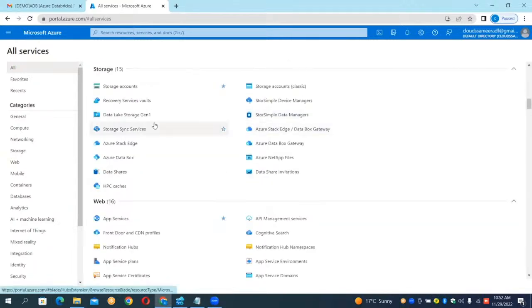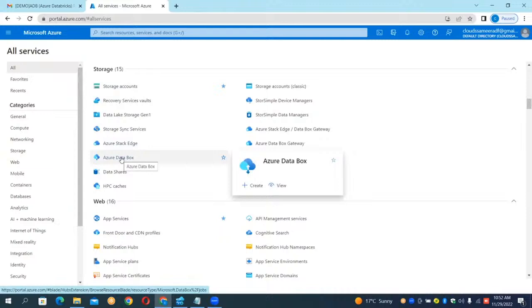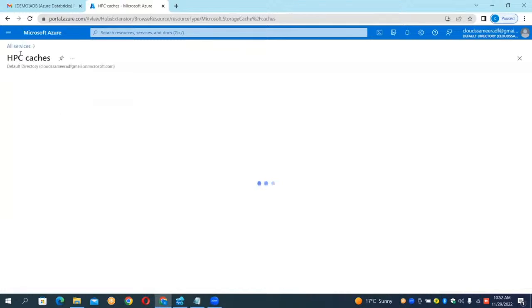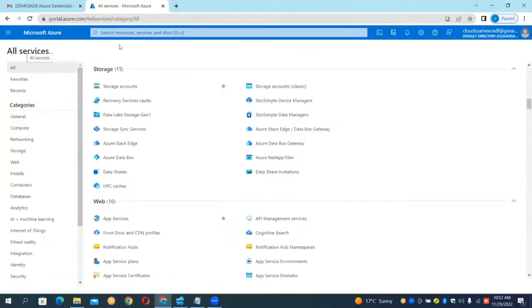Yes, guys, these are the storages. Storage account, Azure Data Lake Gen 1, Azure Stack Edge, Azure Data Box, data shares, HPC caches, various services we have. Then you have Azure Data Box Gateway, Azure NetApp files. These are the various storages. So first of all, you have to create the storages. That's it.